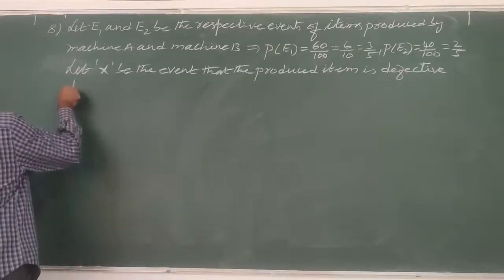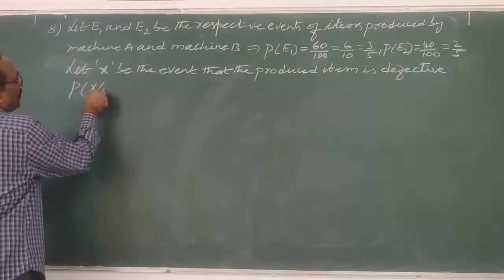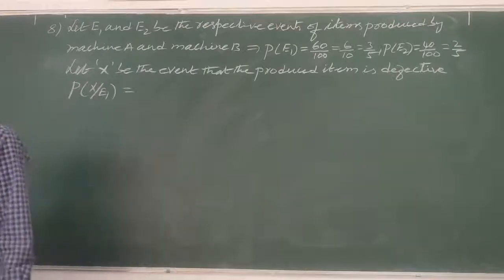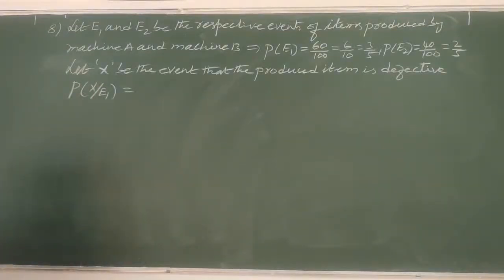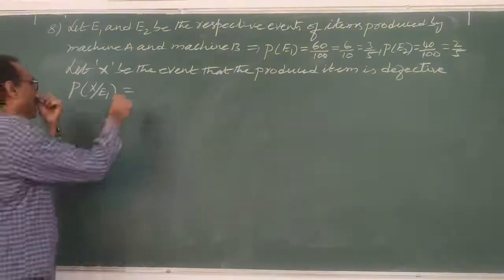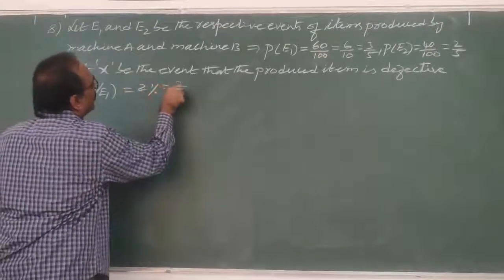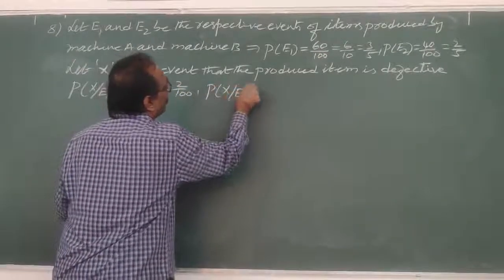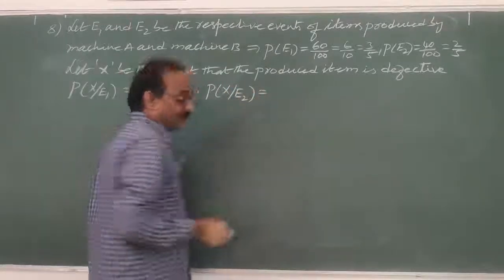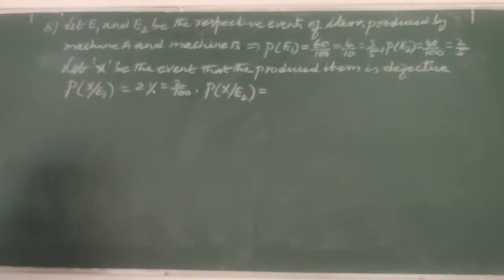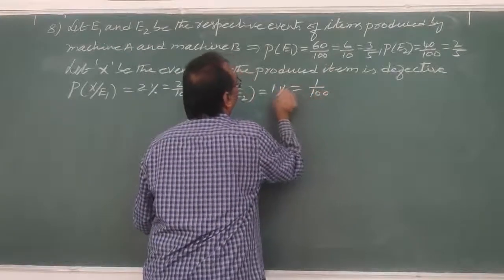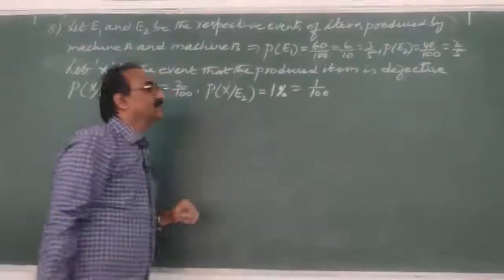Now what will you get? Probability of X given A1. How many defective items has he given? From the problem only it is there. It is given that probability of X given E1 is 2%. 2% are defective, he said. 2% means 2 by 100. Probability of X given E2: how many are defective? He said 1%. 1% of defective means 1 by 100. So what is given from the statement only I am writing now.